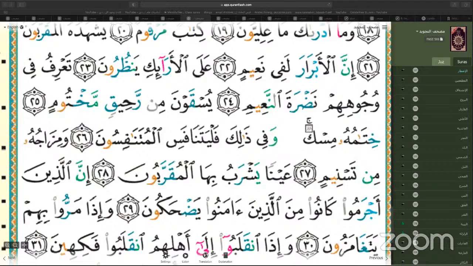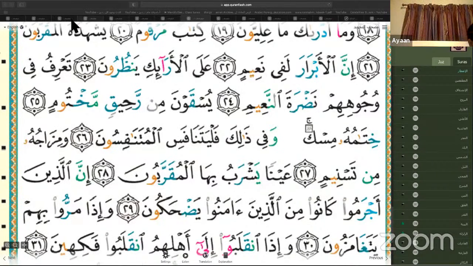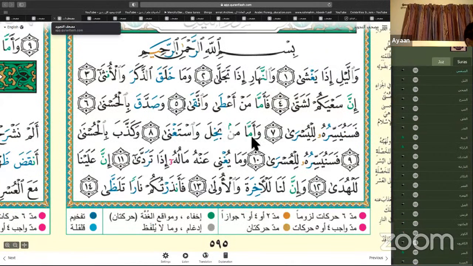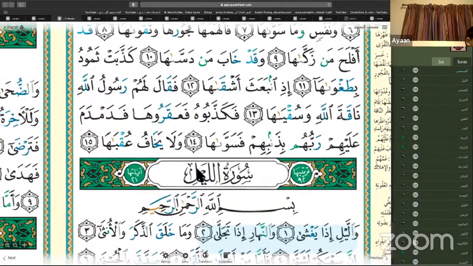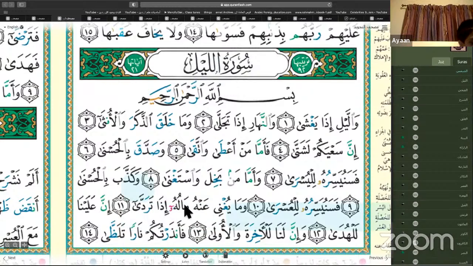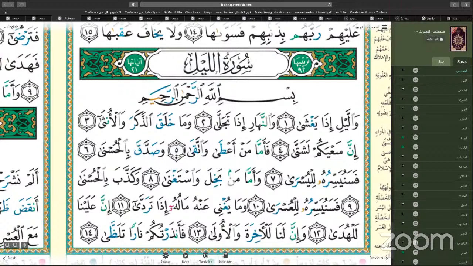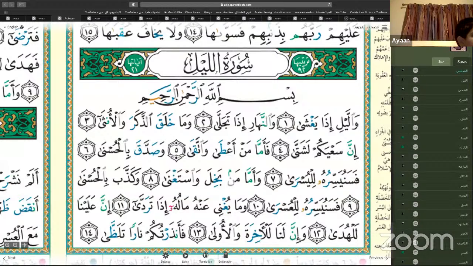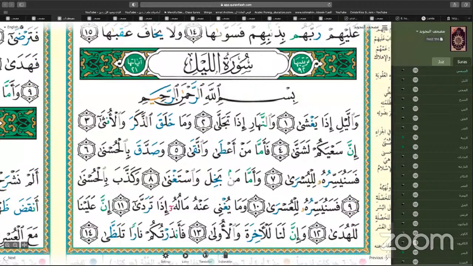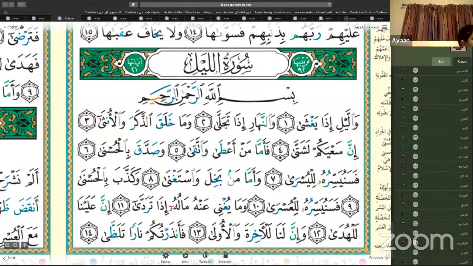Bismillahirrahmanirrahim. Wallaili iza yaghsha wan nahari iza tajalla ma khalaqaz zakara wal unsa ma inna sayyakum lashatta fa'aman man ata wattaqa Swadda inna sayyakum lashatta Yasa فأما من أعطى واتقى وصدق بالحسنى صدق بالحسنى وما فسنيسره يسر.